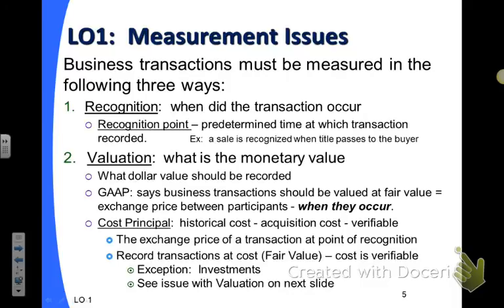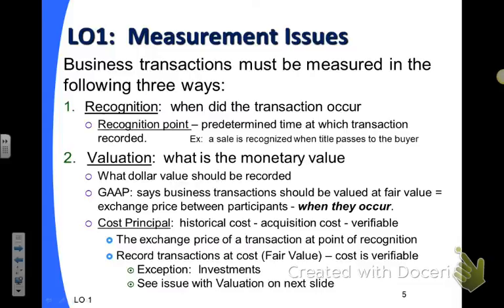Second thing, valuation. What's the monetary value that we're using? In our transactions, we're always using dollar value. But even within that, it's further complicated by trying to determine what dollar value we should use. GAAP, Generally Accepted Accounting Principles, says that business transactions should be valued at the fair value exchange price between the participants. So again, we have to try to figure out when that occurs.